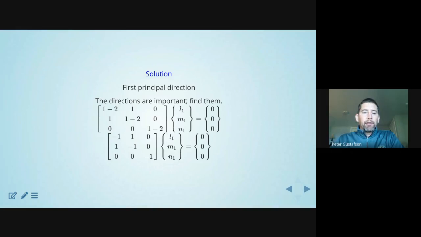Here, basically all you're doing is plugging sigma 1 into the original equation. So 1 minus 2, 1, 0; 1, 1 minus 2, 0; 0, 0, 1 minus 2, which of course simplifies, as you can see on the screen, to minus 1, 1, 0; 1, minus 1, 0; 0, 0, minus 1. That new matrix, really a tensor, dotted with L1, M1, N1, the unit vector, has to be equal to 0.